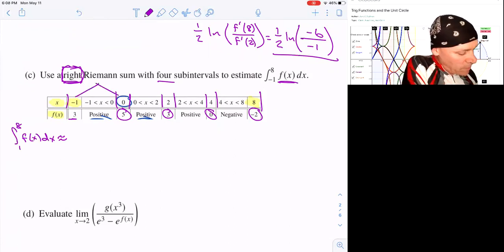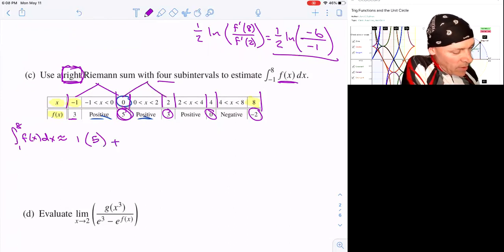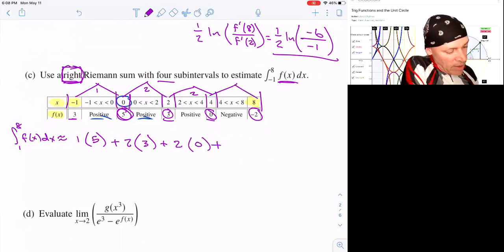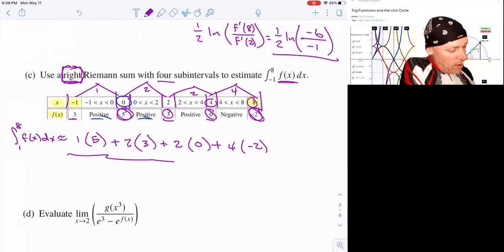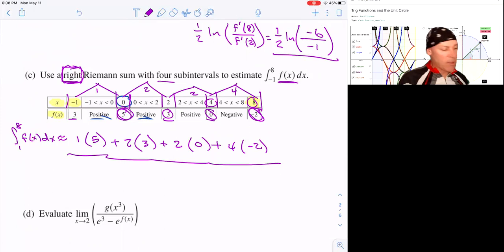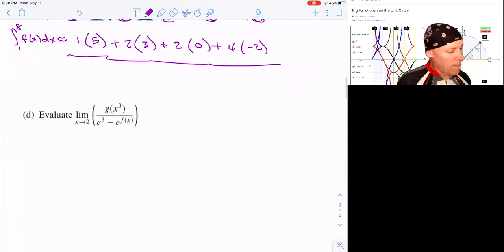From -1 to 0, the width is 1, so it's going to be 1 times 5, plus from 0 to 2, the width is 2, so this is going to be 2 times the y value of 3. And then 2 to 4 is 2 again, plus 2 times my y value of 0. And then my last delta x from 4 to 8 is 4 times my y value of -2. 4 times -2. Good news is that's a numeric answer. That gets me my answer, also my right Riemann sum.